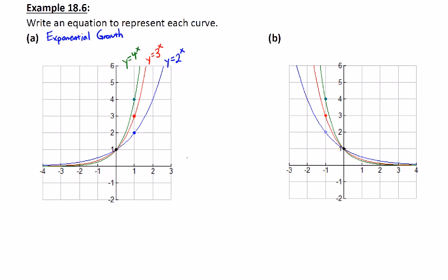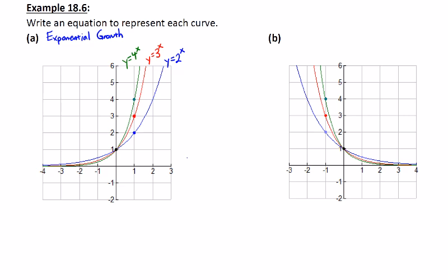So although these are all examples of exponential growth, they are each their own parent function. So 2 to the x is not the only example we have as a parent function for exponential growth. There are a lot of them. And what I want you to see here is that as the base gets larger, the growth becomes more rapid.